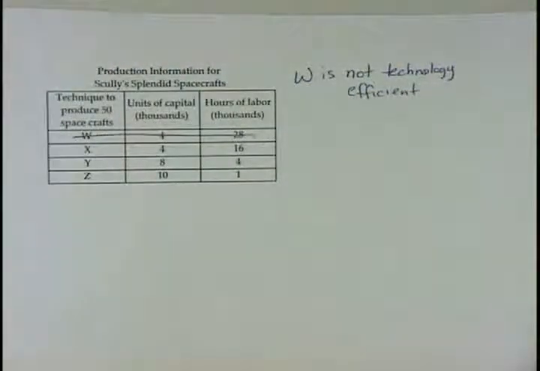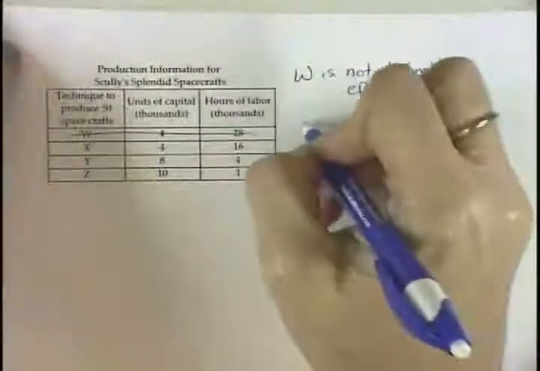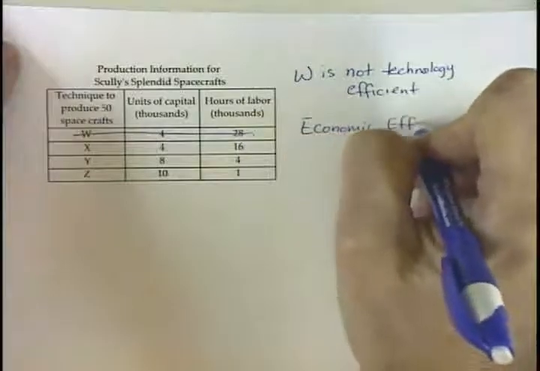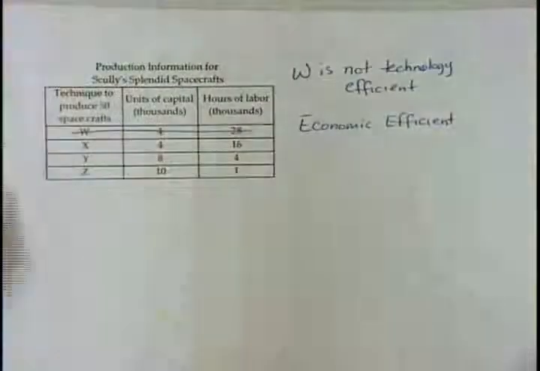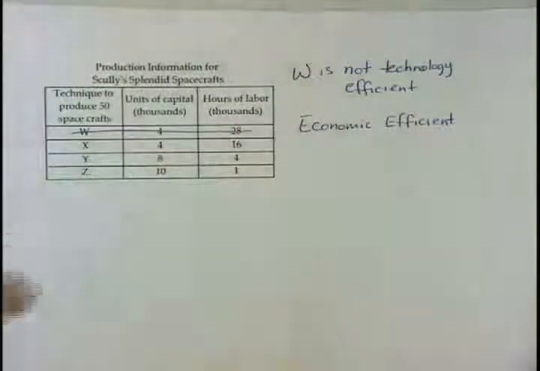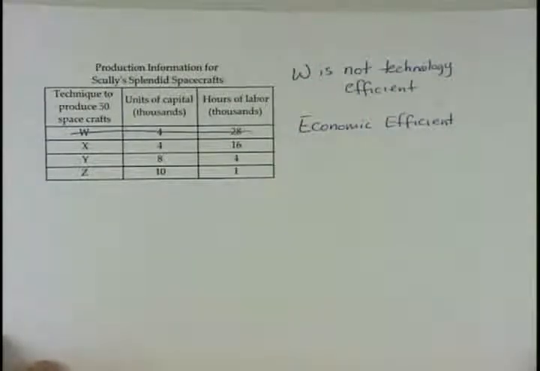The other type of efficiency that we want to learn about is something called economic efficiency. In order to be economically efficient, we have to be technologically efficient. But we could be technologically efficient and not be economically efficient. Economically efficient means we're doing it at the least possible cost. Technologically efficient, we're doing it with the least number of units of inputs, but with economically efficient, we are doing it at the least possible cost. What's important here is knowing the price of capital and the price of labor, because depending on relative prices, economic efficiency could change.